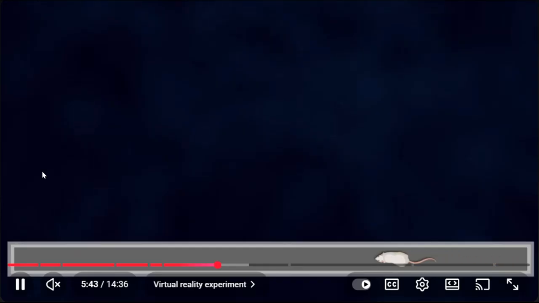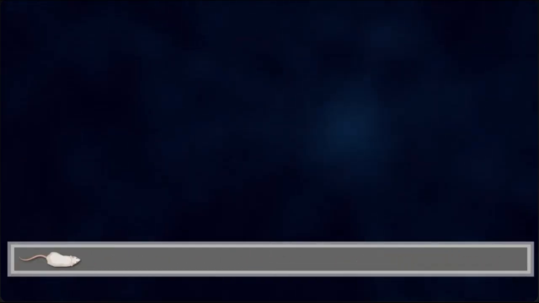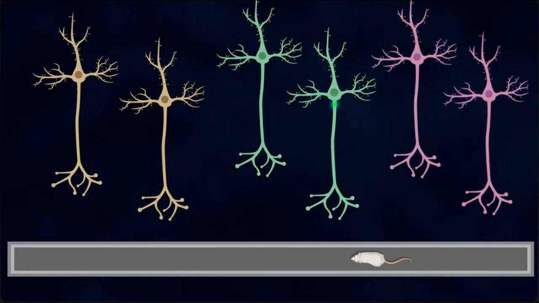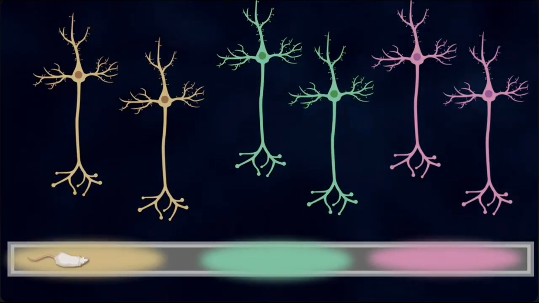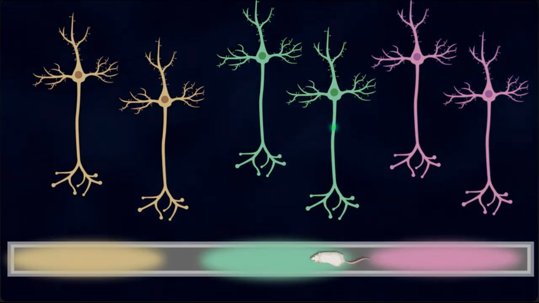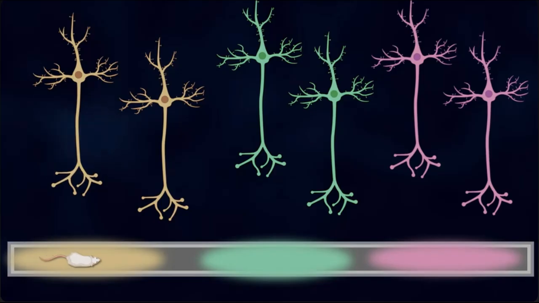So in this animation, we see a rat moving back and forth along a corridor. And if you're recording from multiple hippocampal place cells, you'll see a sequence of activation of different hippocampal place cells as the rat makes progress along this corridor.